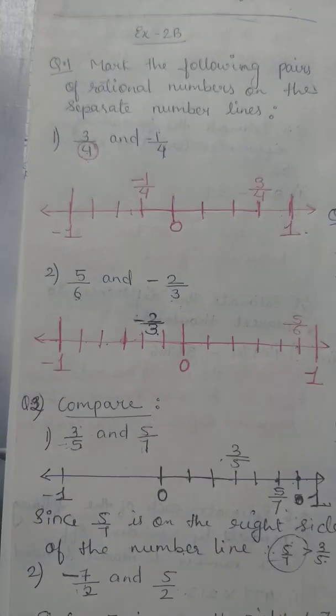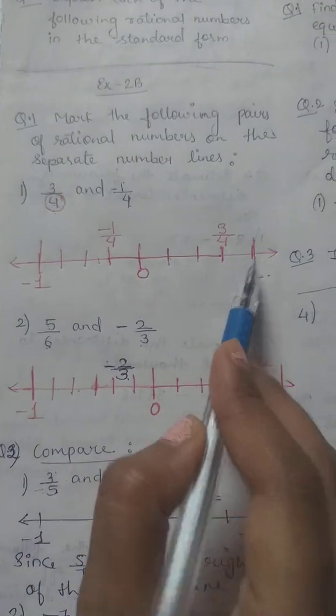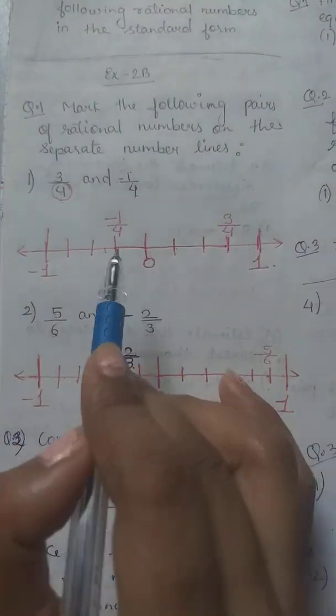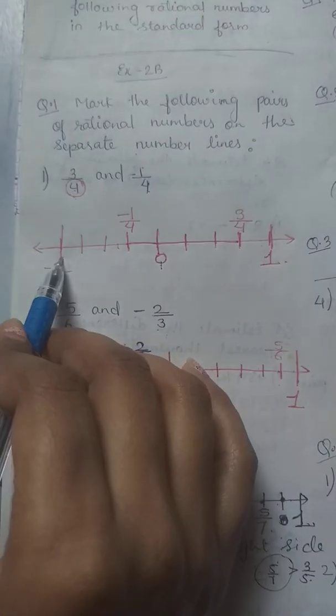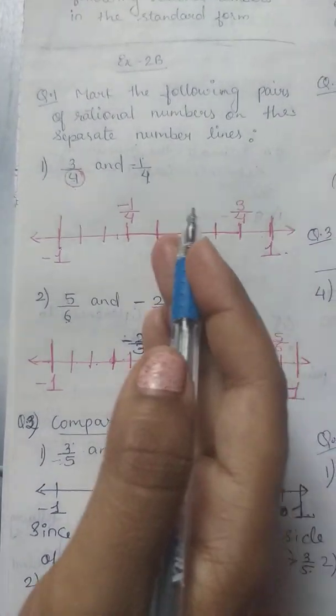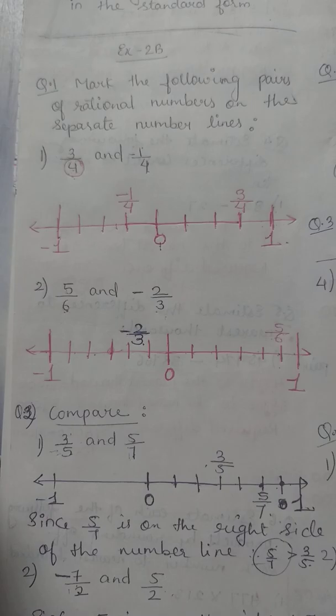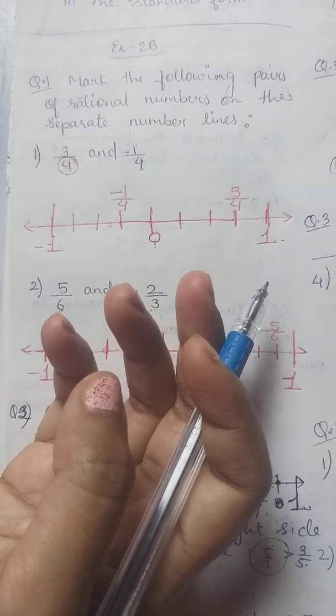See, this is a number line. The positive side is always greater than 0, and 0 is always greater than the negative side. So the left side number is always smaller and the right side number is always greater.